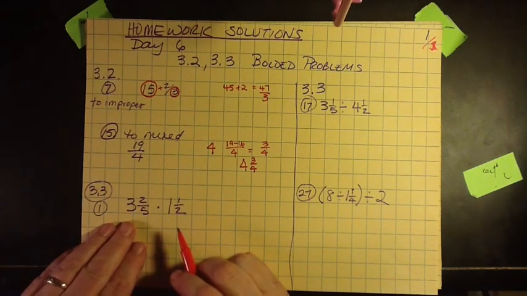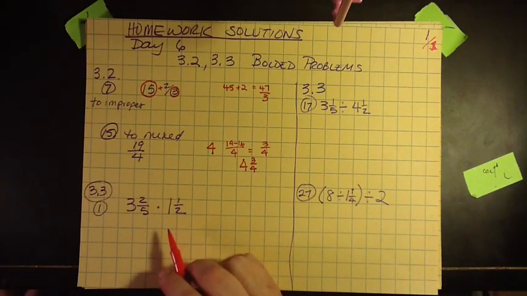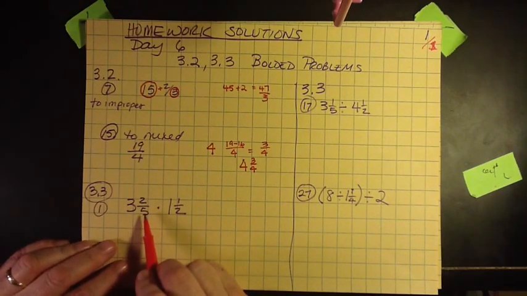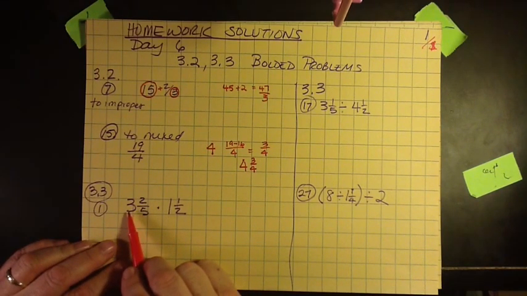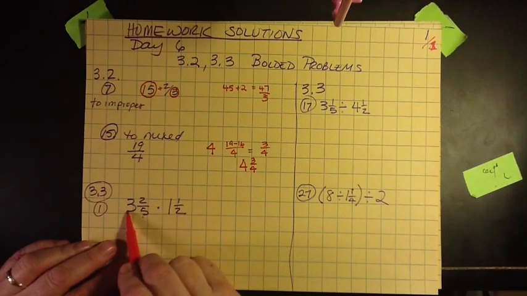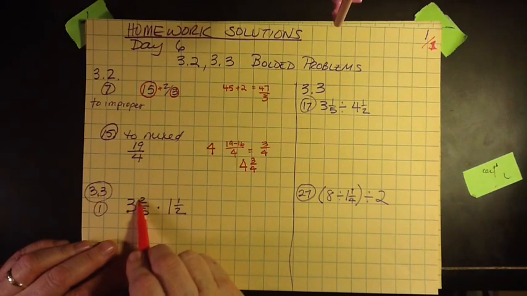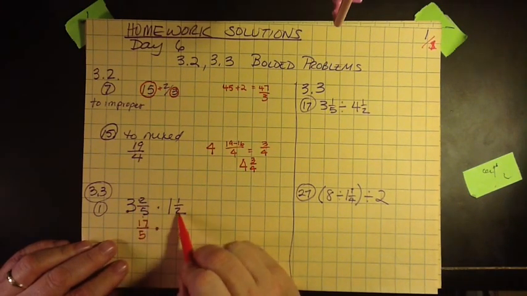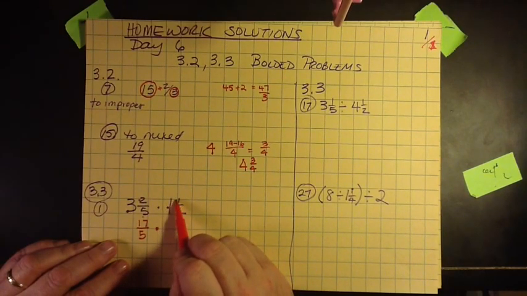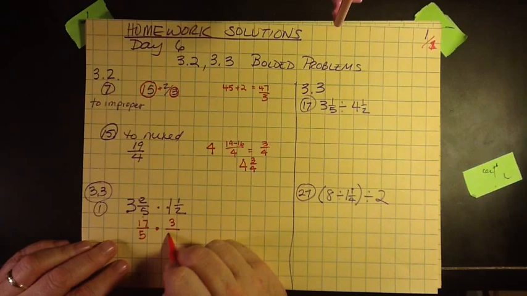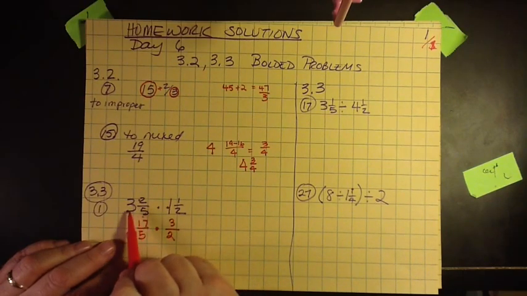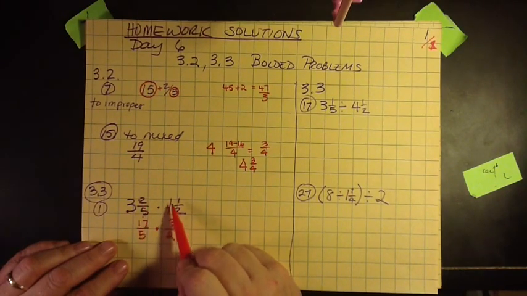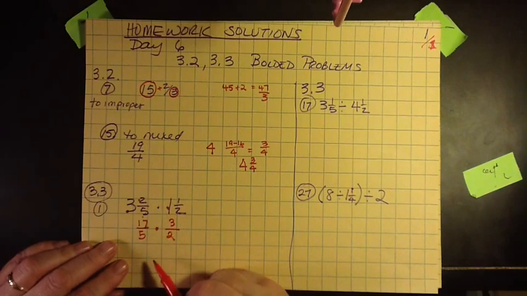Now look at section 3.3, problem number 1. I'm multiplying mixed numbers. I know it's tempting to handle the whole numbers and the fractions separately, but I suggest that you turn the mixed numbers into improper fractions. So 3 times 5 is 15, plus 2 is 17 over 5, times 2 times 1 is 2, plus 1 is 3 over 2. Again, 3 times 5 is 15, plus 2 gives me 17, 2 times 1 is 2, plus 1 gives me 3.